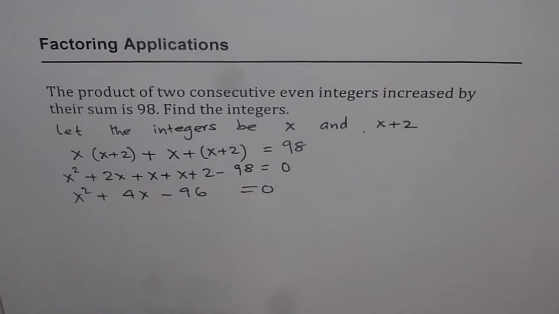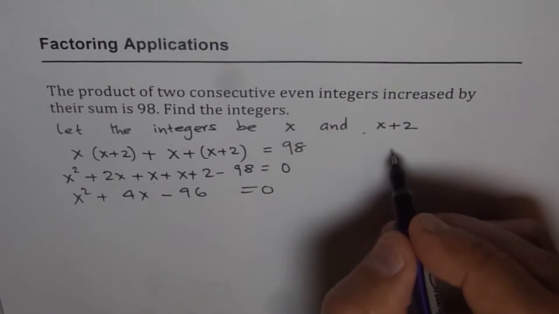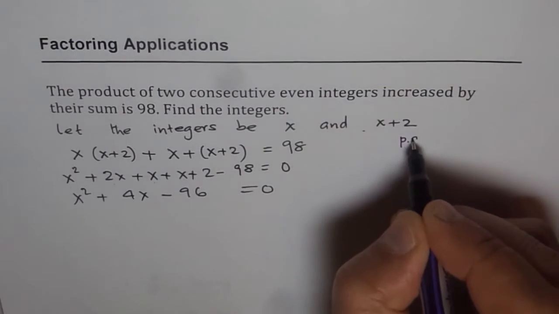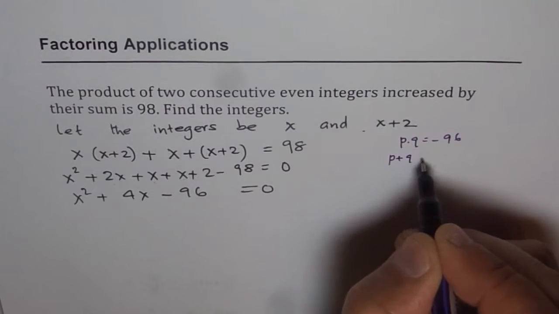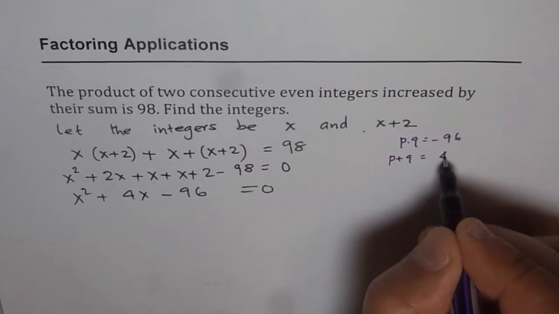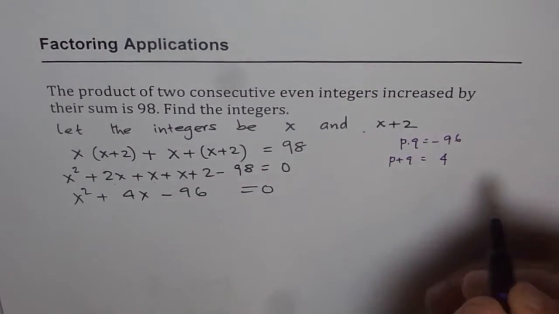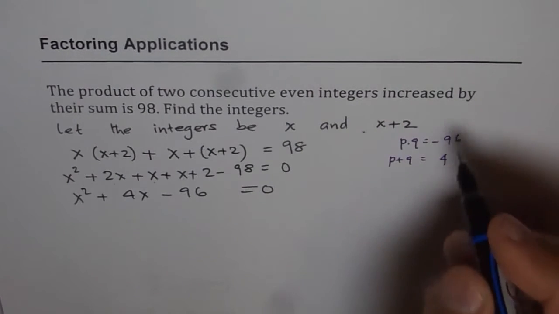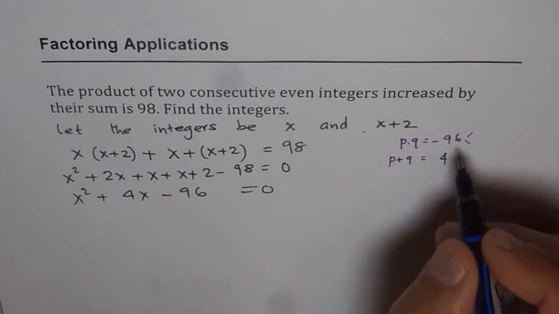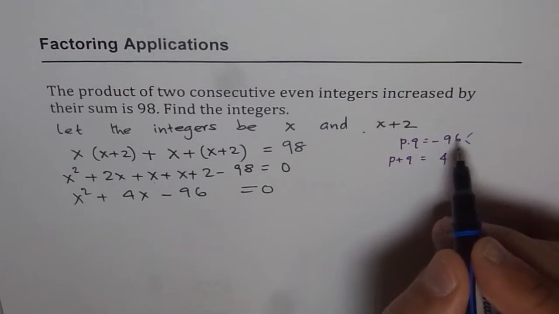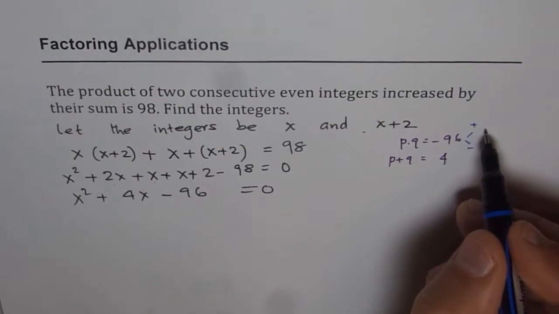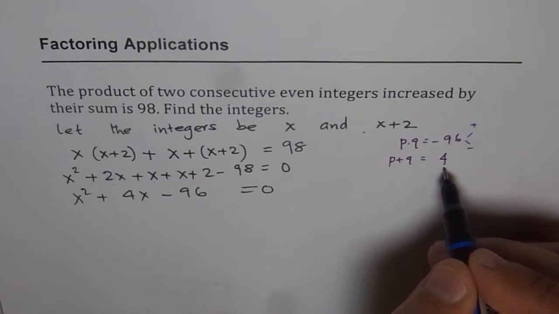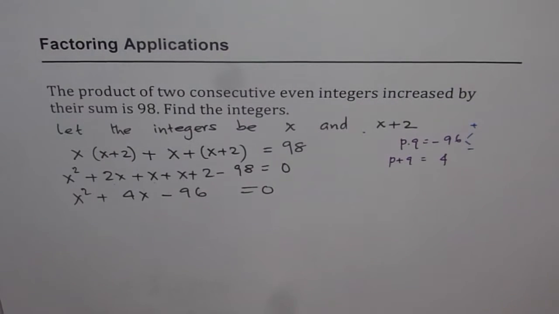So to factor this, what do we need? We are looking for two numbers whose product is equal to minus 96, and when you add them, it should be 4, correct? So these are the two numbers we are looking for. How can you get that? We know one thing: if the product is negative, then one of the numbers is positive, the other one is negative. Now the bigger number is positive since the sum is 4, correct?